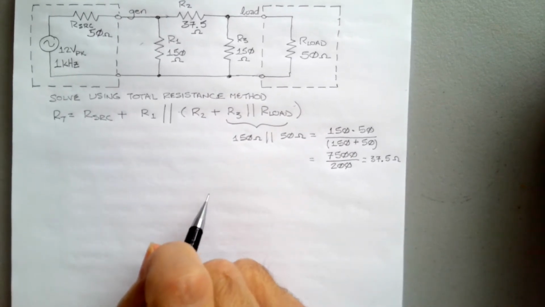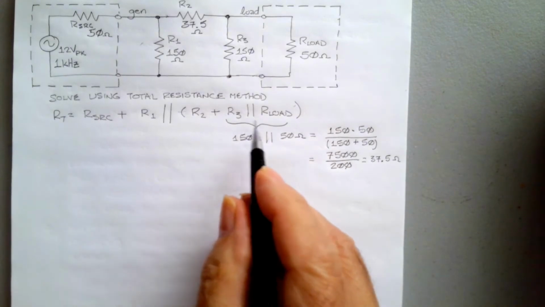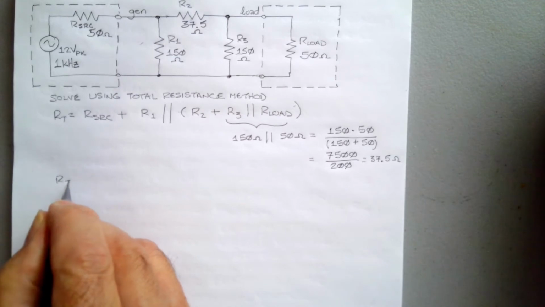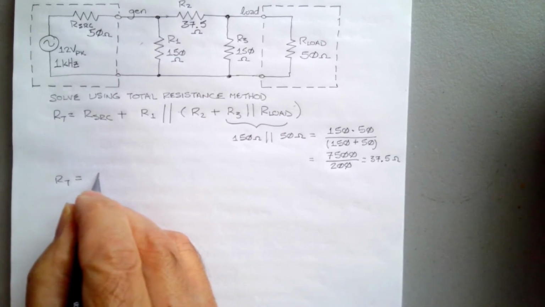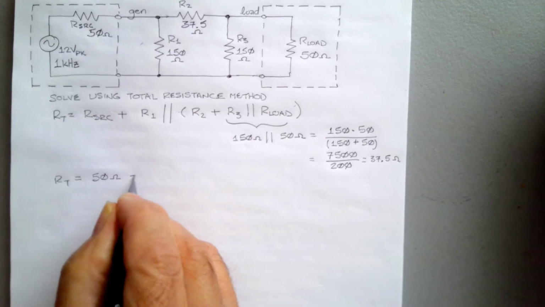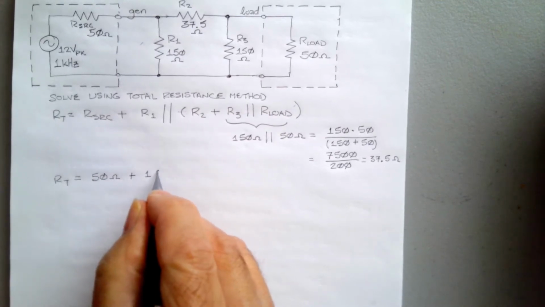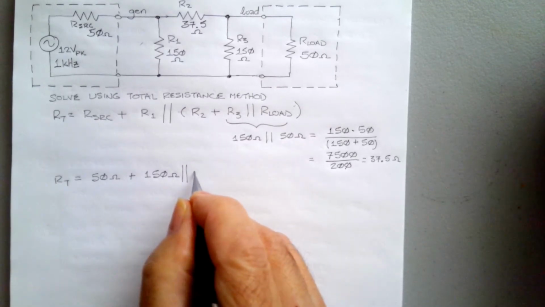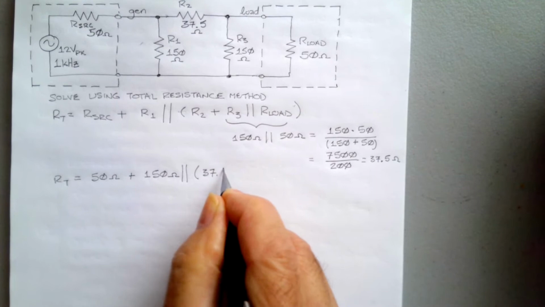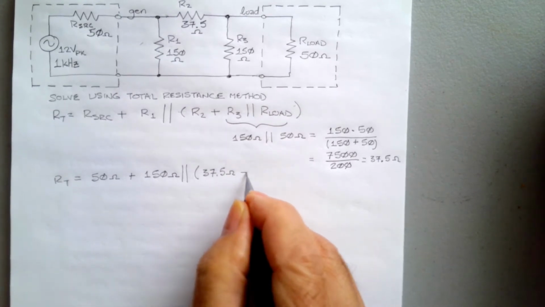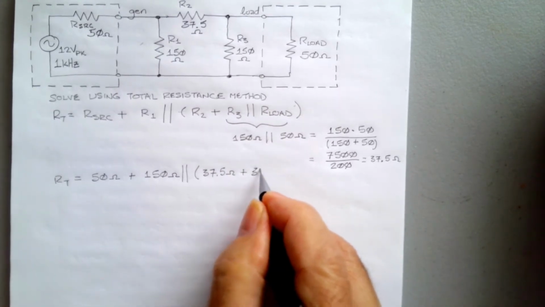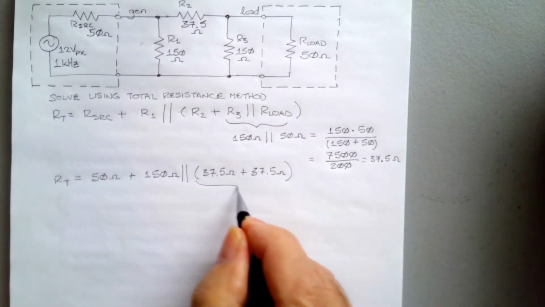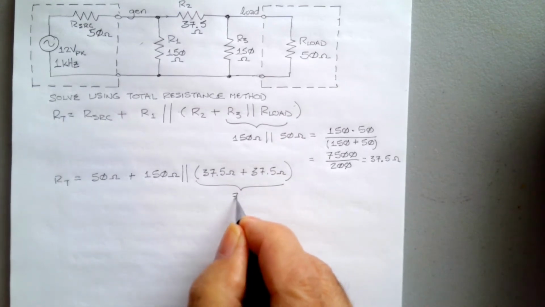I'll try not to write any smaller than that. And so we can rewrite our total. Our total is now equal to our source, which is 50 ohms, plus 150 ohms in parallel with 37.5 ohms plus 37.5 ohms. Well, this obviously is going to give us 75 ohms.